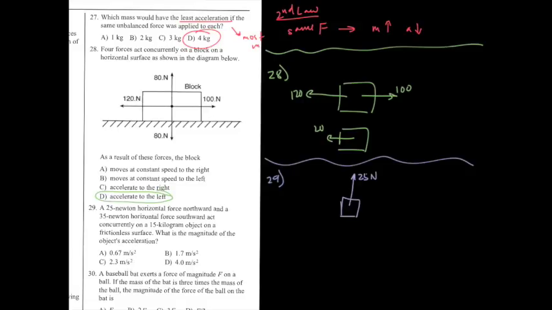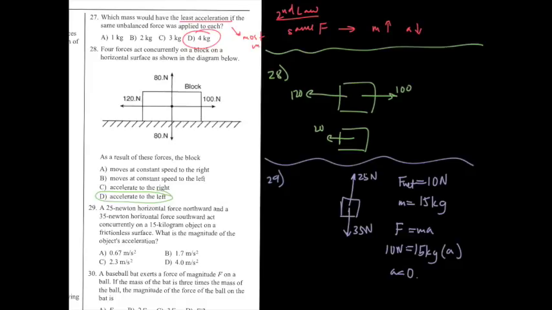Number 29, here is an application or problem-solving version of that question. So 25 up, 35 down. Net force is 10 newtons going down. Using our mass of 15 kilograms, F equals ma. Plug and chug, 10 newtons equals 15 kilograms times a. a is equal to 0.67 meters per second squared. Whew, mouthful.